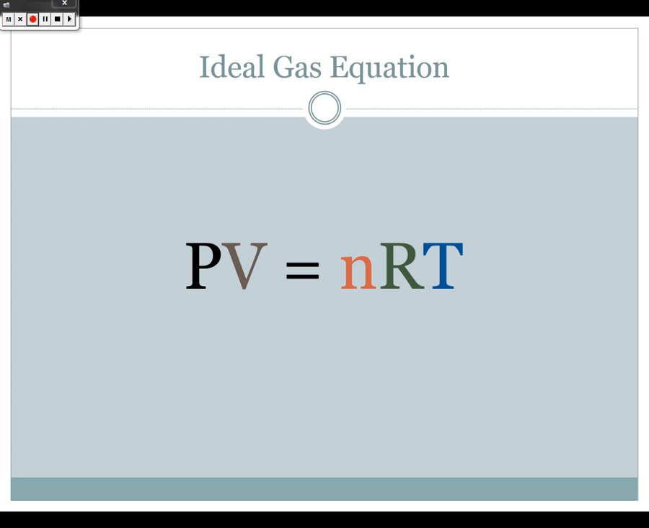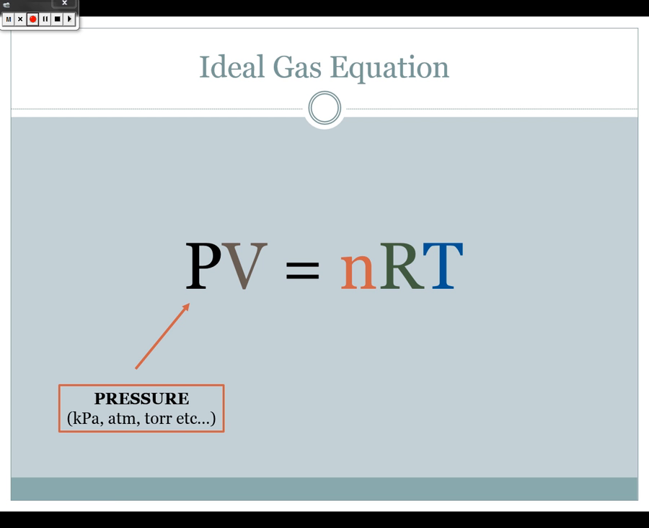PV equals nRT is the ideal gas equation. You can use it in many situations with real gases to figure out the number of moles. That's the key difference here: yes, there's a constant applied, but the P, V, and T are the same as in our other gas laws. Now we've applied the number of moles and a constant to it so that we can actually solve for the number of moles.